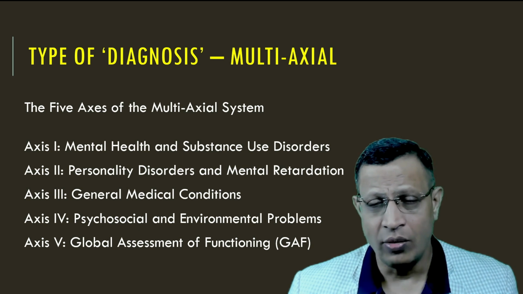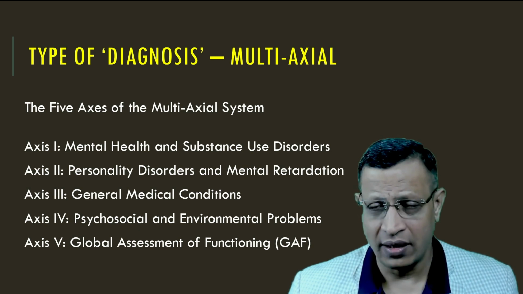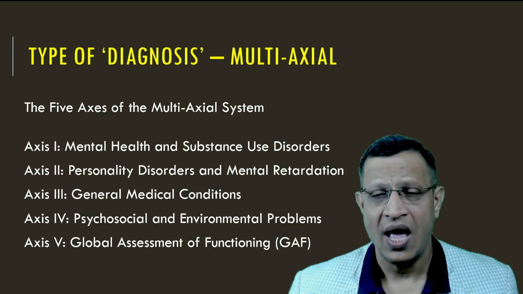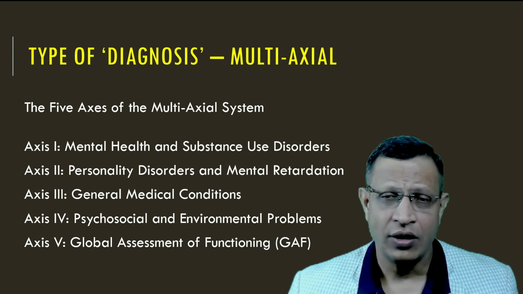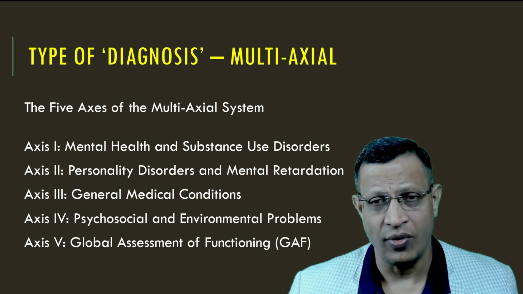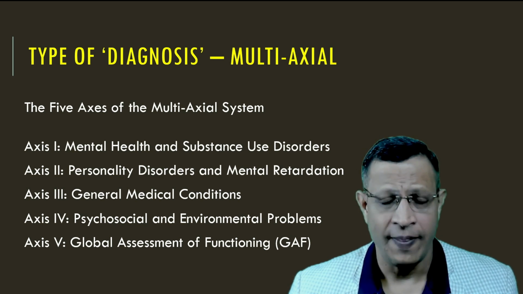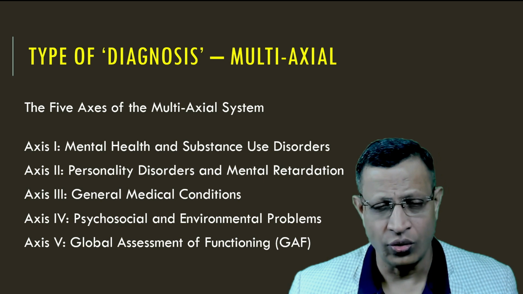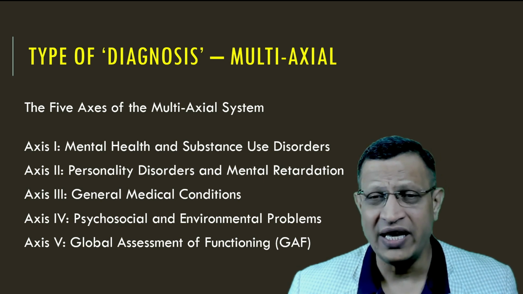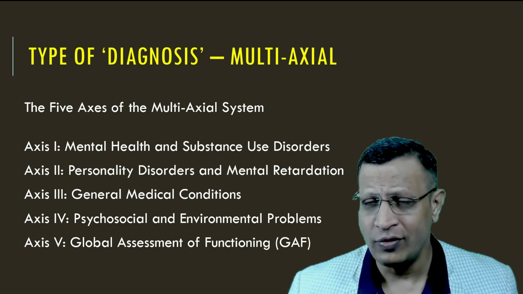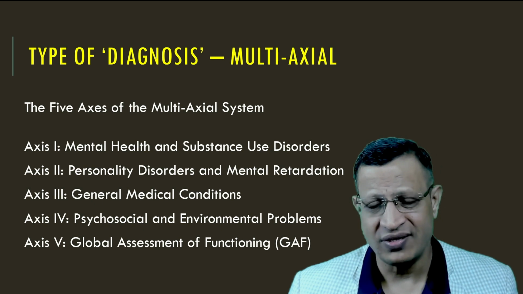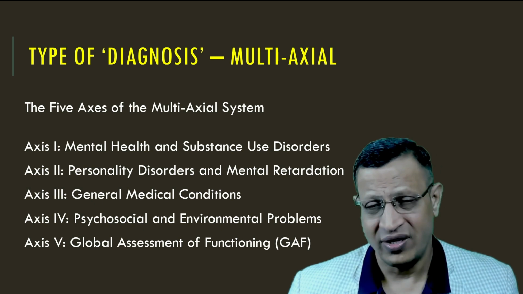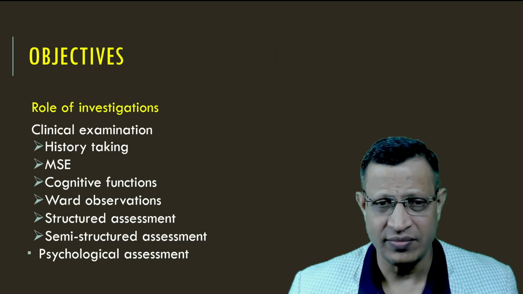Axis 3 will be looking into general medical condition in the same person. Axis 4 is looking for psychological and environmental problems. Axis 5 talks about global assessment of functioning. That means if a patient reports to you, you will make a diagnosis in each of the axes, looking for anything which is contributing to the patient's disability, or worsening of symptoms, or improvement in the symptoms.